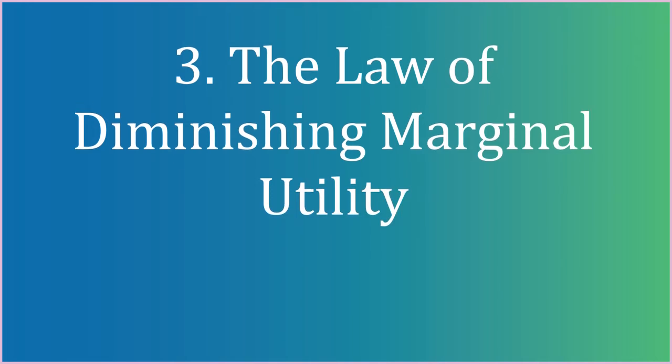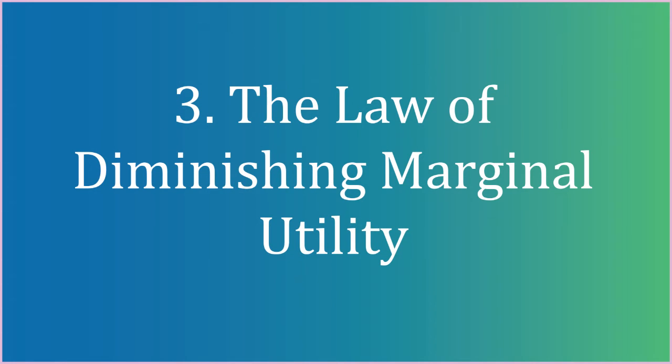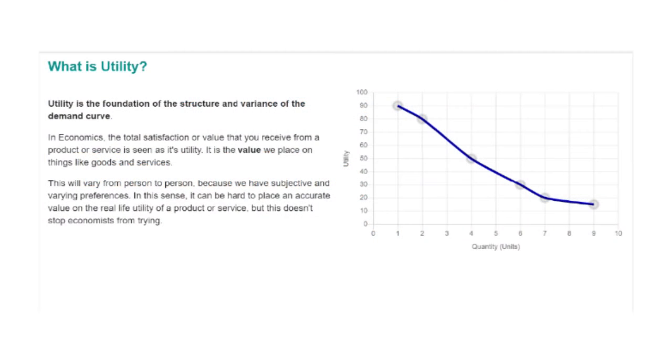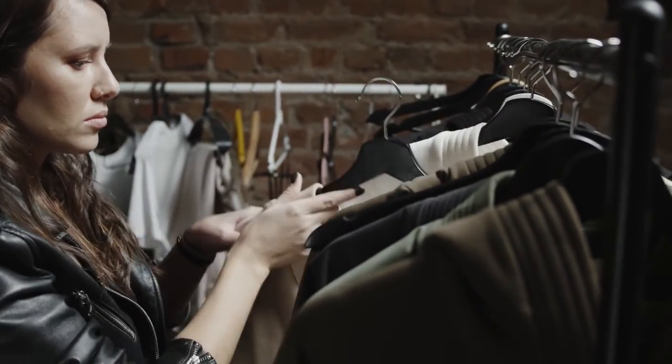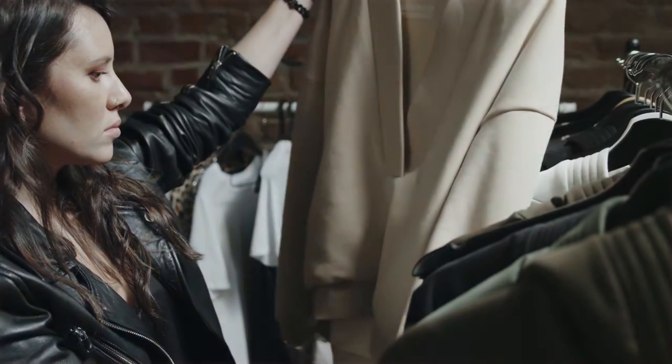This brings us to our last principle, the law of diminishing marginal utility. But before I explain this, let me explain what utility means. In economics, the total satisfaction or value that you receive from a product or service is seen as its utility. It is the value we place on things like goods and services. This is going to vary from person to person because we have subjective and varying preferences.